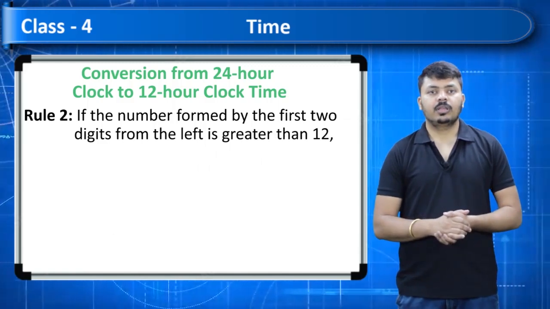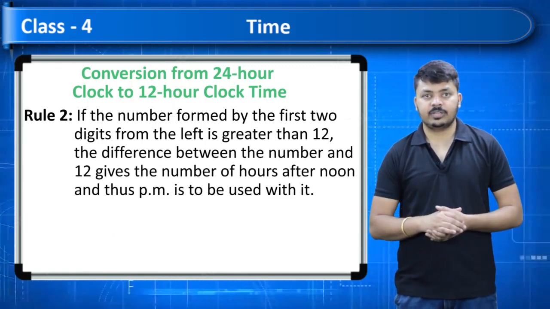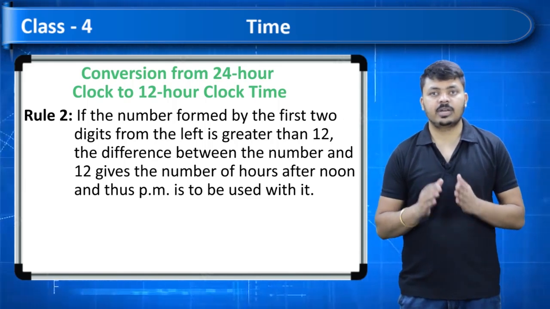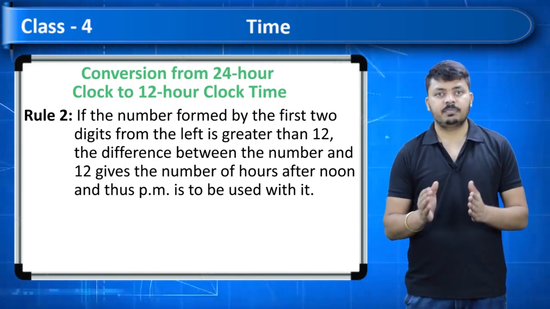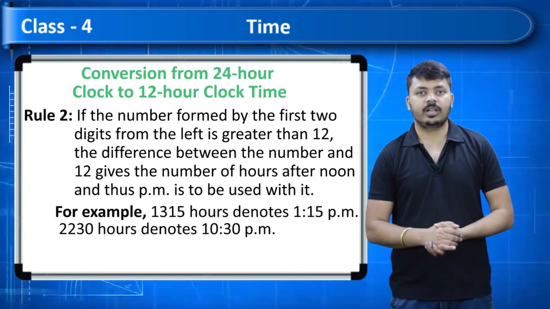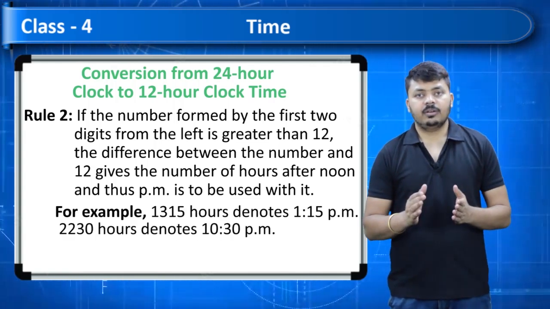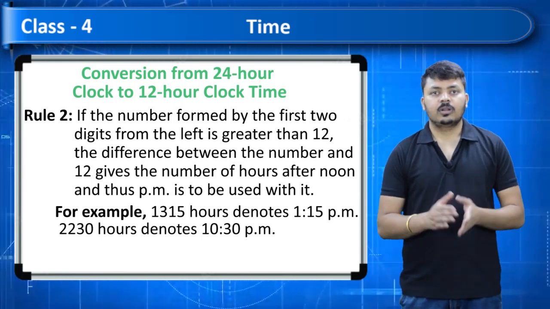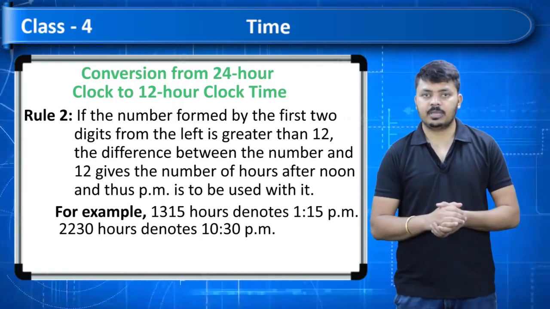Rule 2. If the number formed by the first two digits from the left is greater than 12, the difference between the number and 12 gives the number of hours after noon and thus PM is to be used with it. For example, 1315 hours denotes 1:15 PM. 2230 hours denotes 10:30 PM.